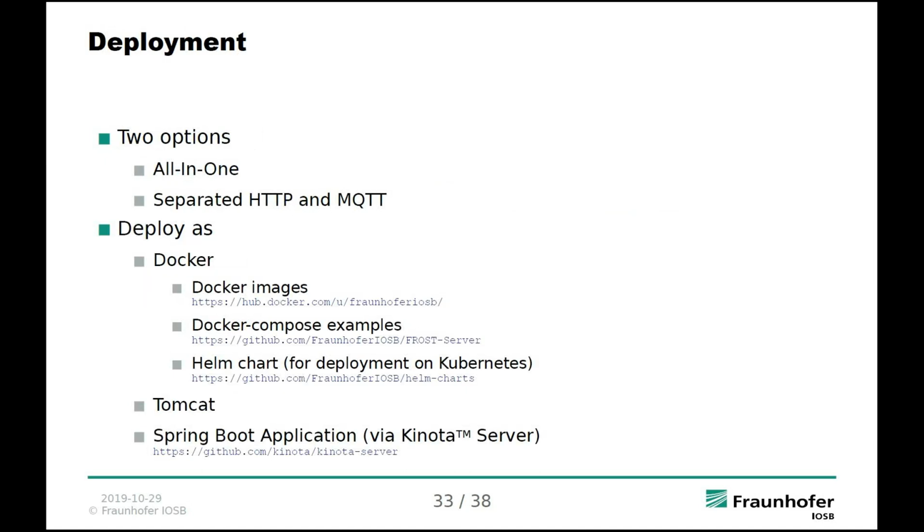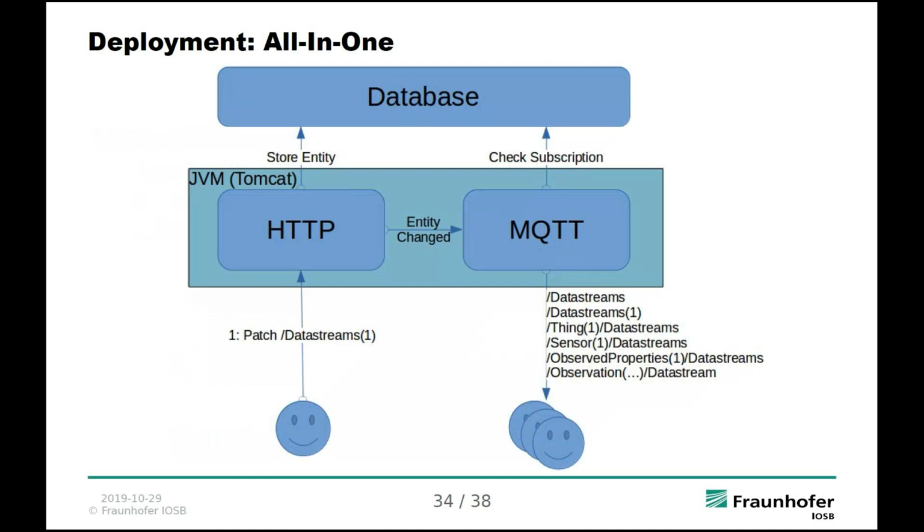For the deployment of a Frost server, you have basically 2 options. You have the all-in-one option, and you have the separated HTTP and MQTT components. And each of these 2 options you can deploy as either a Docker or as a Tomcat, or you can deploy it via the Spring Boot application, which is by a third-party Kinota server. So these are basically the options you have for deployment.